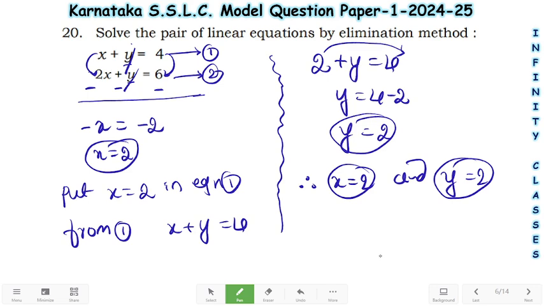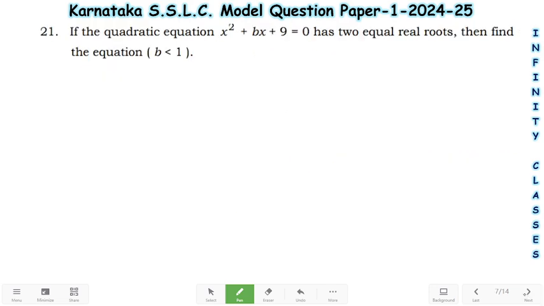So in this manner we have to solve the problem. Here x is equal to 2 and y is equal to 2. Moving to question number 21. Next question 21. Read the question carefully first.